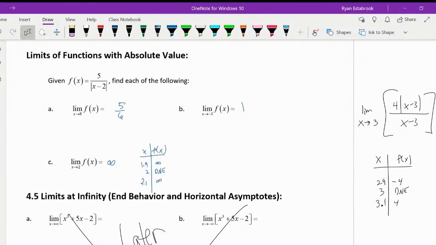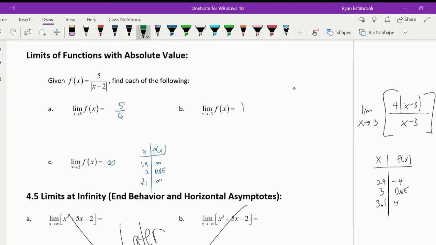Last example here is limits of functions with absolute values in them. So the limit of f of x equals 5 over the absolute value of x minus 2, find each of the following. We're going to start off with direct substitution again, because it's going to be the simplest way to evaluate these limits if it's possible. If you plug 8 in, 5 divided by 8 minus 2, 8 minus 2 is 6. The absolute value of 6 is 6, so we get a value of 5/6. Not bad.